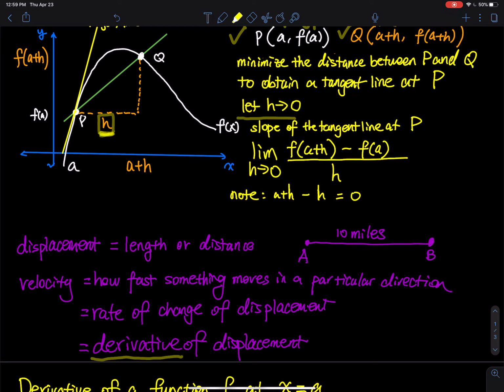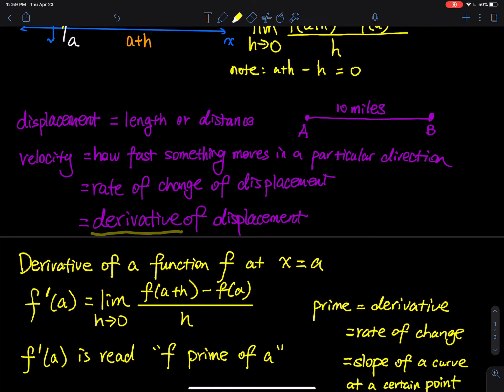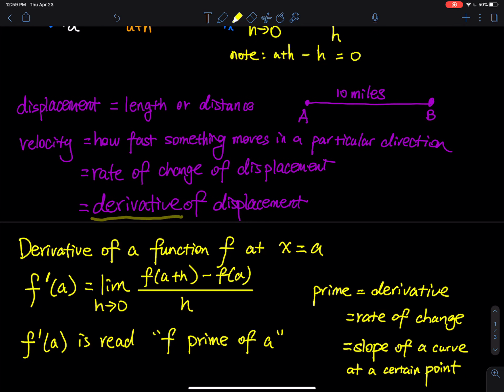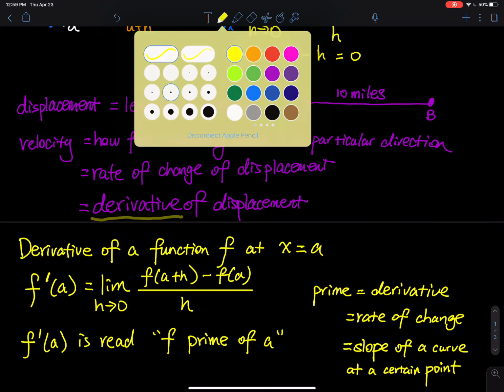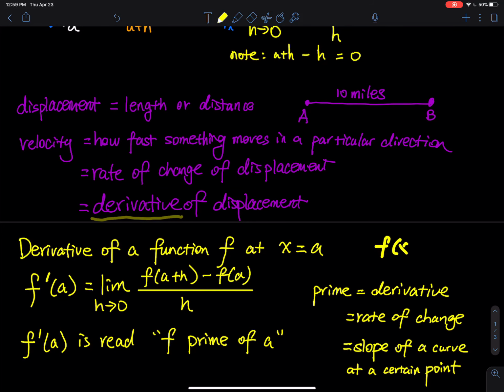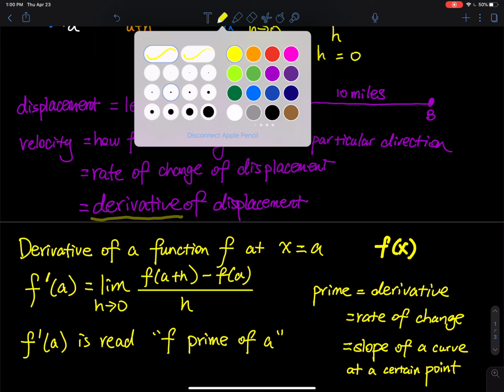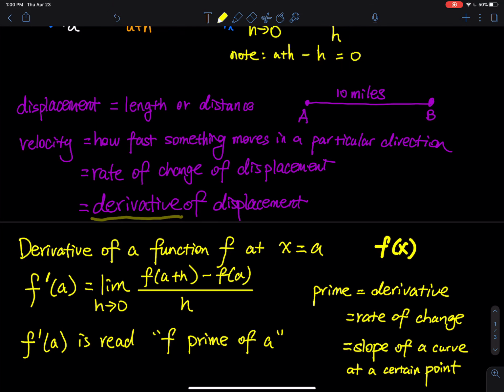So displacement can be represented by a function, and then velocity can be represented by another function. To get to the velocity function, you have to find the derivative of displacement. So what is derivative? Derivative of function f at point A. So let's say we have a function f of x. What I am looking for is I want to find the derivative of this function at point A.